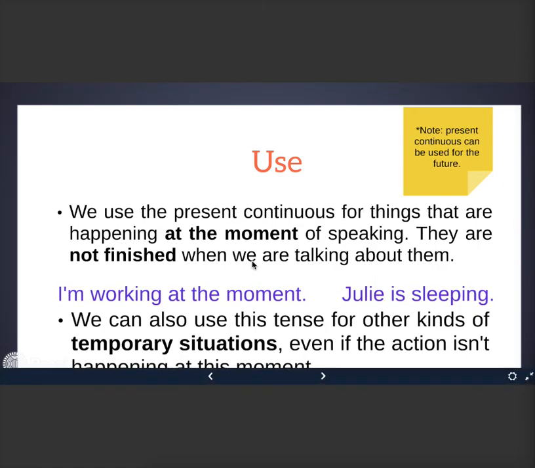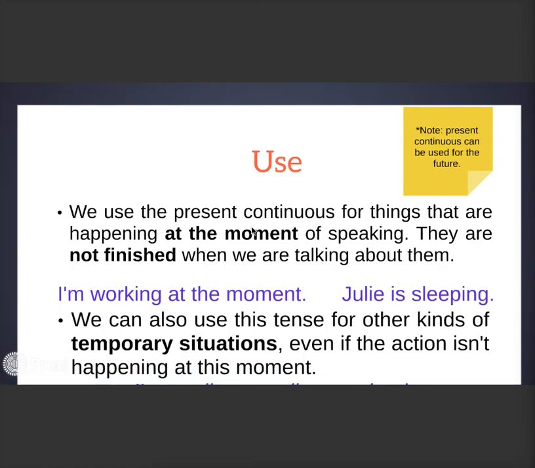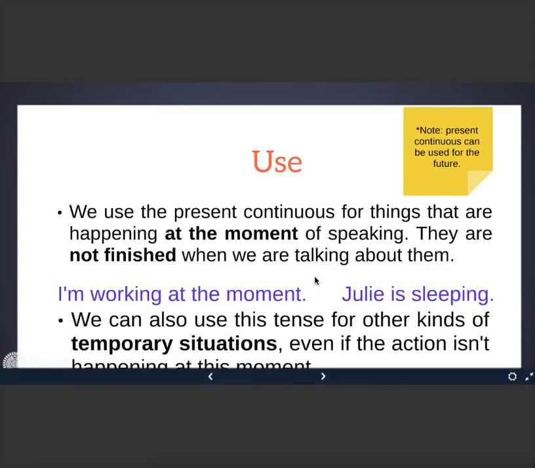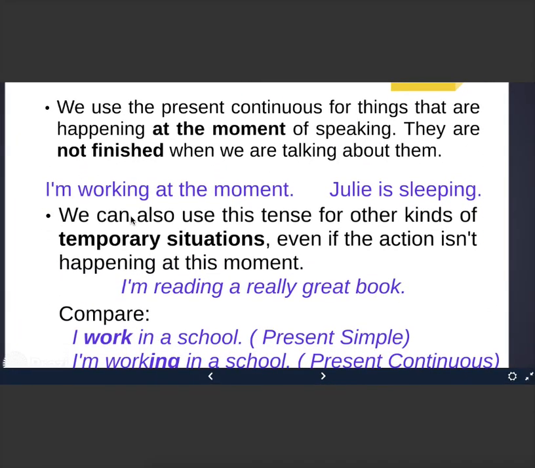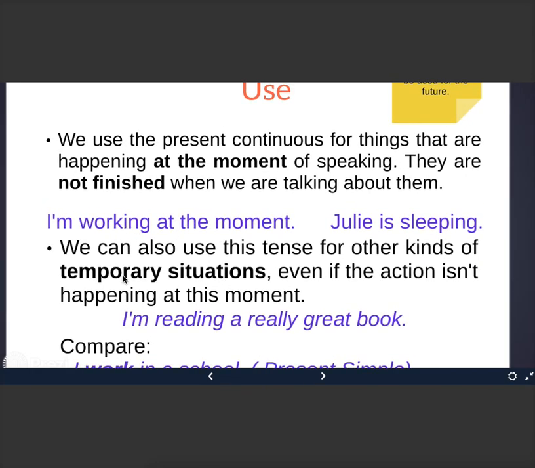Can you see? Questions about use number 1 and difference number 1 of present continuous? No? Okay, let's continue then. Use number 2. We can also use this tense for other kinds of temporary situations, even if the action isn't happening at this moment. So, use number 2, also to talk about temporary situations.